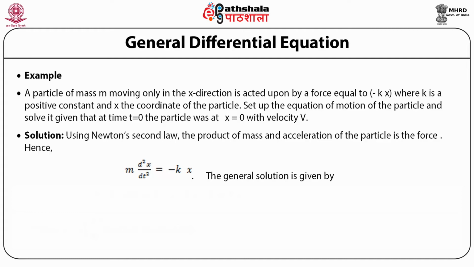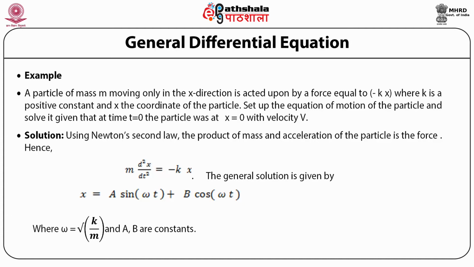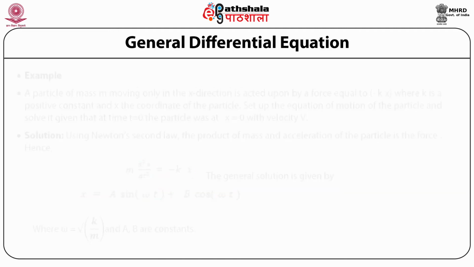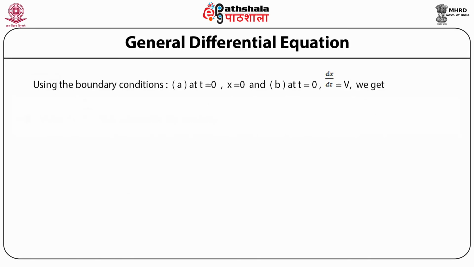Its general solution is very easy to obtain, as you can verify. That solution is x is equal to a sine omega t plus b cosine omega t, where omega is under root k by m, and a and b are constants. The constants a and b are to be evaluated from the initial conditions. Using the initial conditions that at t equal to 0, x is equal to 0, and dx by dt is equal to v, and substituting in the solution, we immediately get b is equal to 0 and a is equal to v by omega, and this completes the solution.